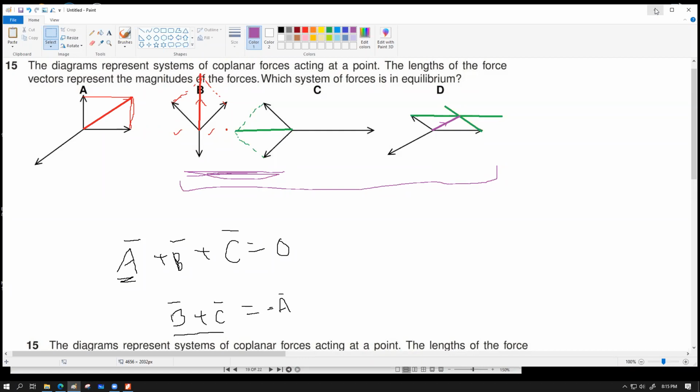The logic that I build up over here is that the sum of any two of these should be exactly equal in length and exactly opposite to the direction of the third one, so that those things added together can give you 0.